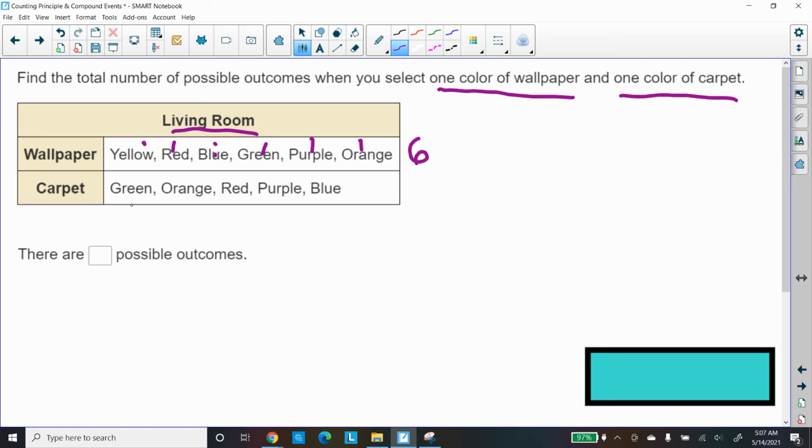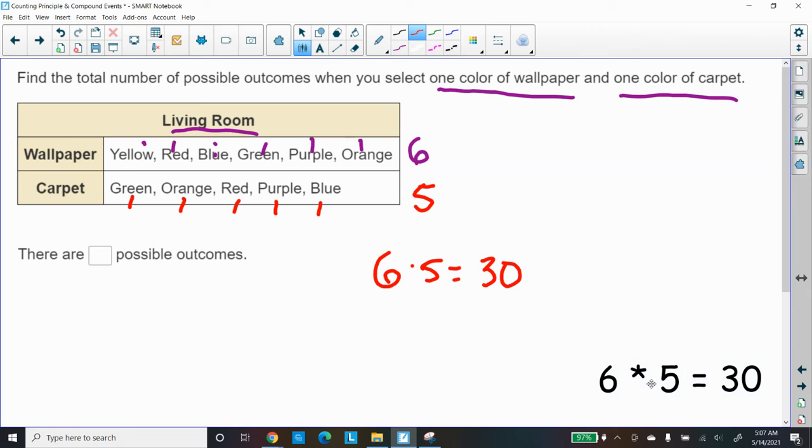And how many different carpets do we have? Carpets. 1, 2, 3, 4, 5. 5 different carpets. And if you remember the counting principle, you should know what to do in order to find the total possible outcomes. And if you said multiply, you're right. We're going to multiply 6 times 5, and that'll give us the total possible outcomes of 30. So there are 30 possible outcomes that we can match up.